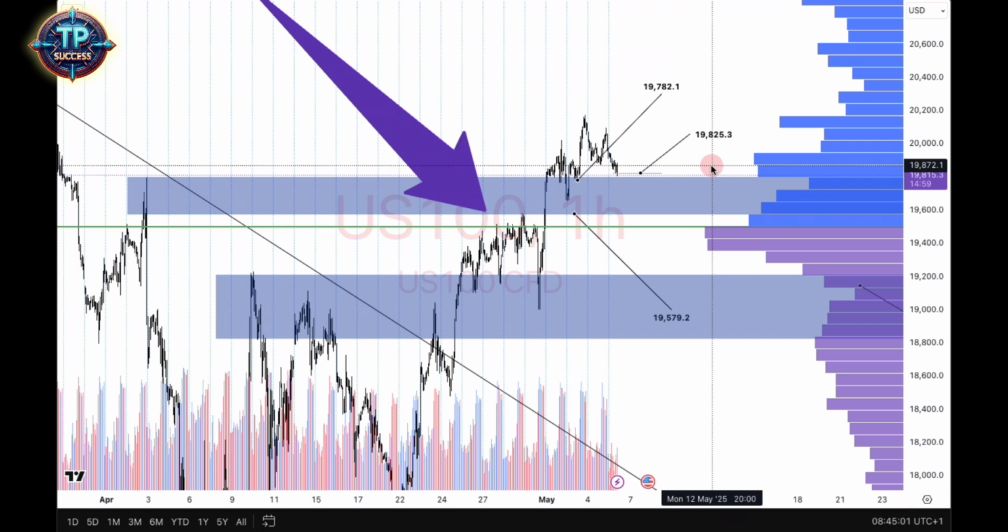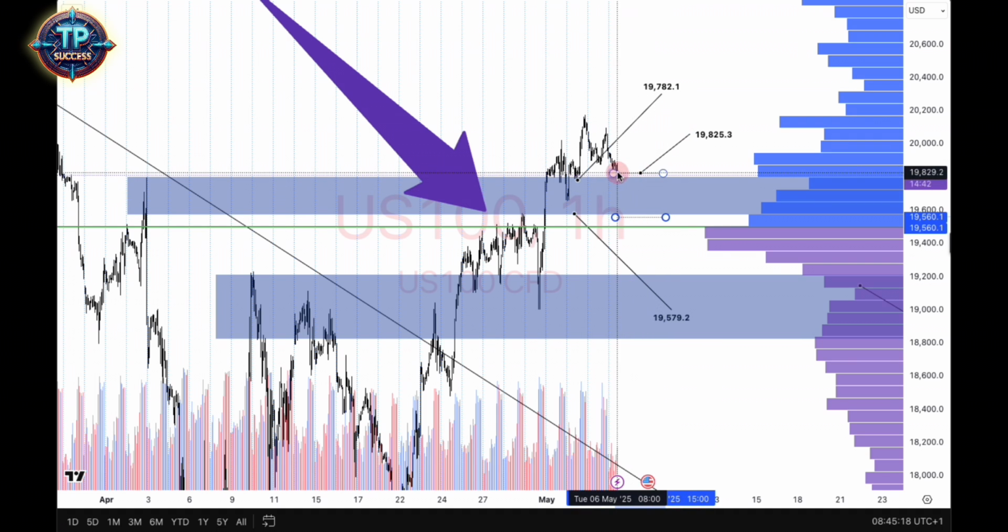So that level is 19825.3. This is where I will have my limit buy orders. I have it right here, and I'll have my stop here. Let me just change this around so it really sticks out.